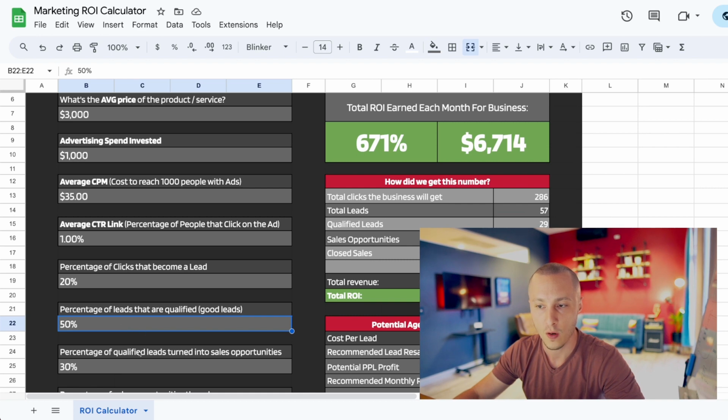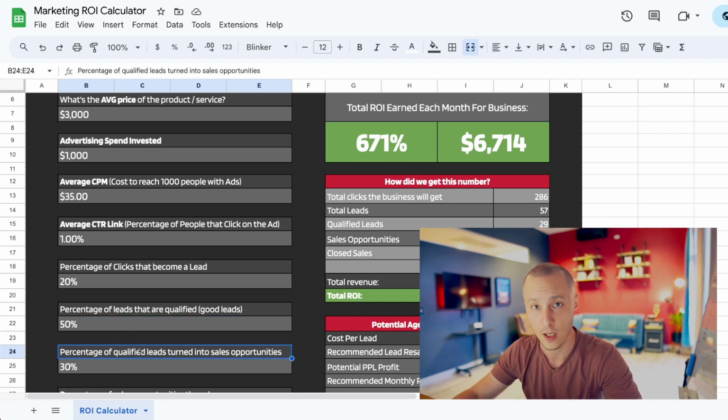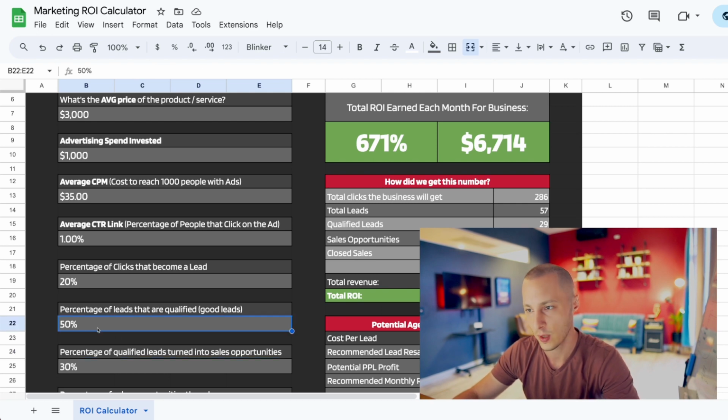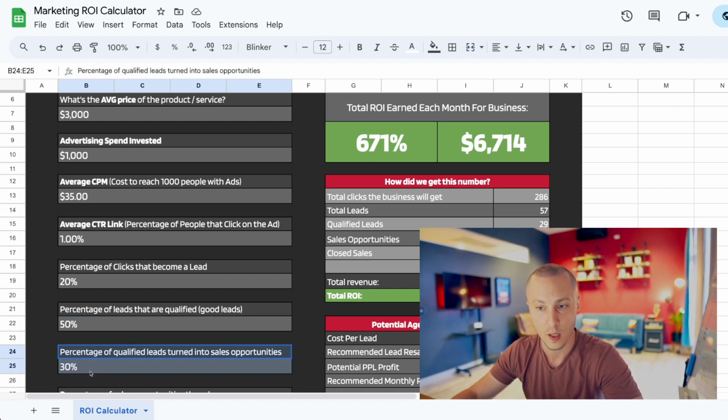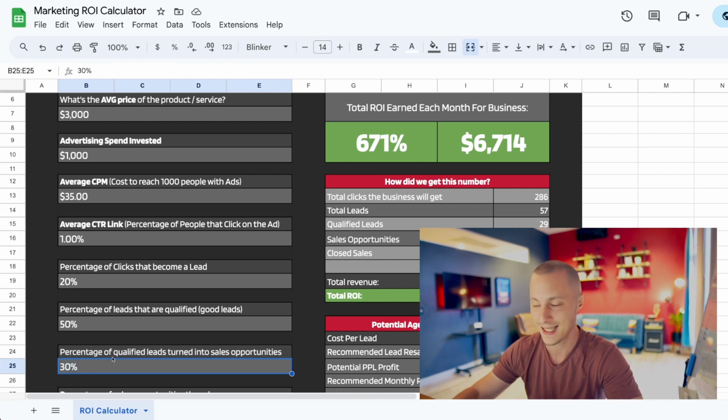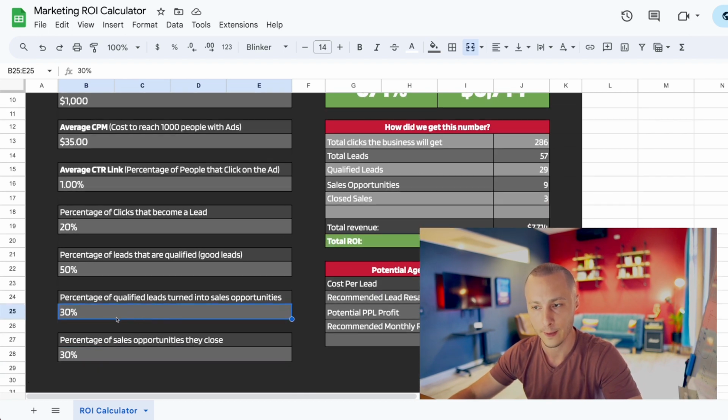Now, what percentage of good leads turn into actual sales opportunities? A good lead is someone you can actually connect with. They have a problem, they want to solve it, and you have a chat with them and say, hey, do you want to learn more? Do you want to take the next step? The business would do that. What percentage of those? 30% will actually go to the next step. So about one third. And as you can see, we're cutting down, it's kind of like a funnel.